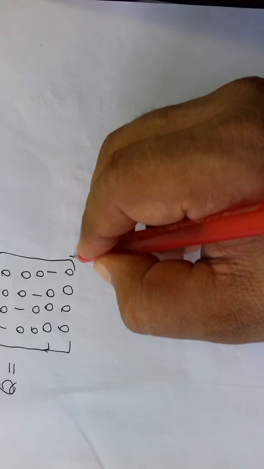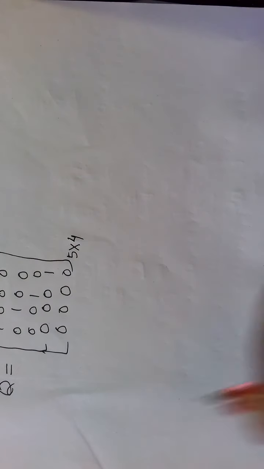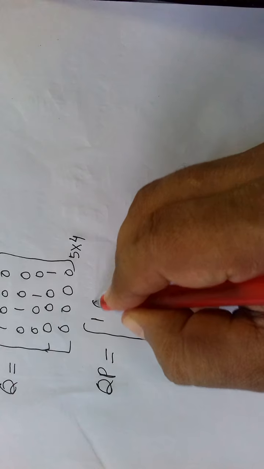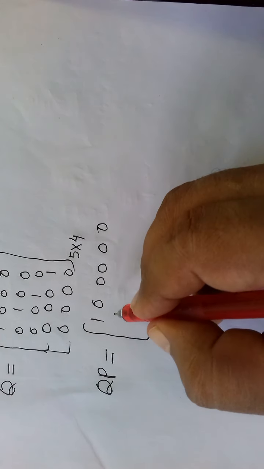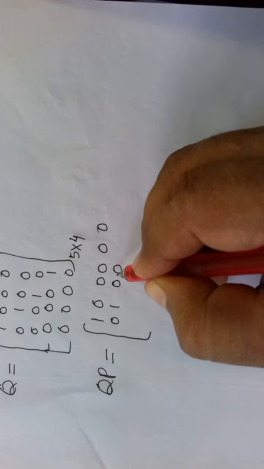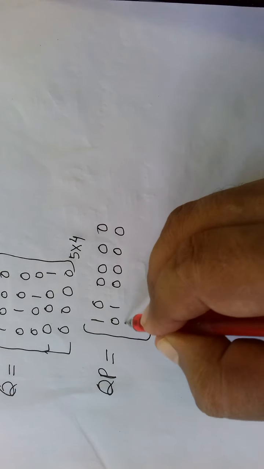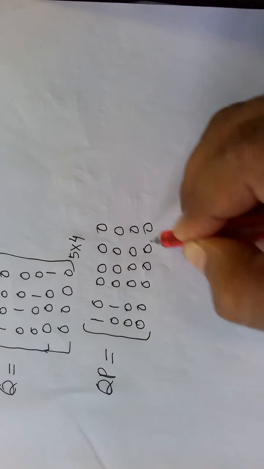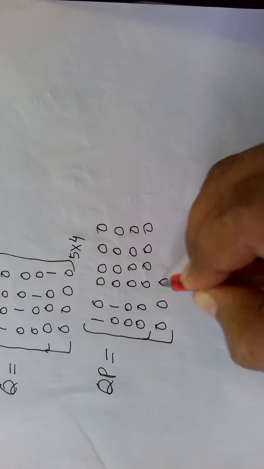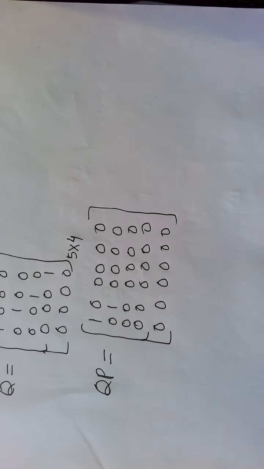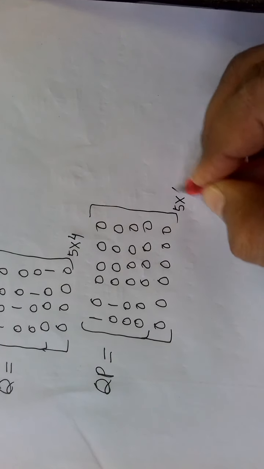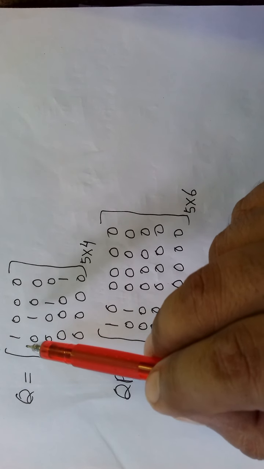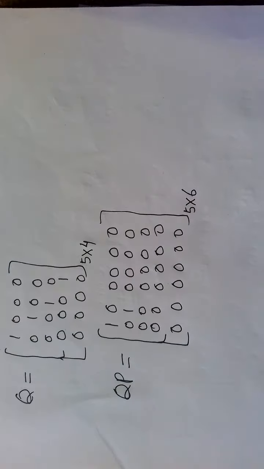You see this matrix is 5 into 4, and QP can be taken as 1 0 0 0 0 0, 0 1 0 0 0 0 0 0. You see this matrix is 5 into 6. According to the question, Q is with rank 4 and this with 2.